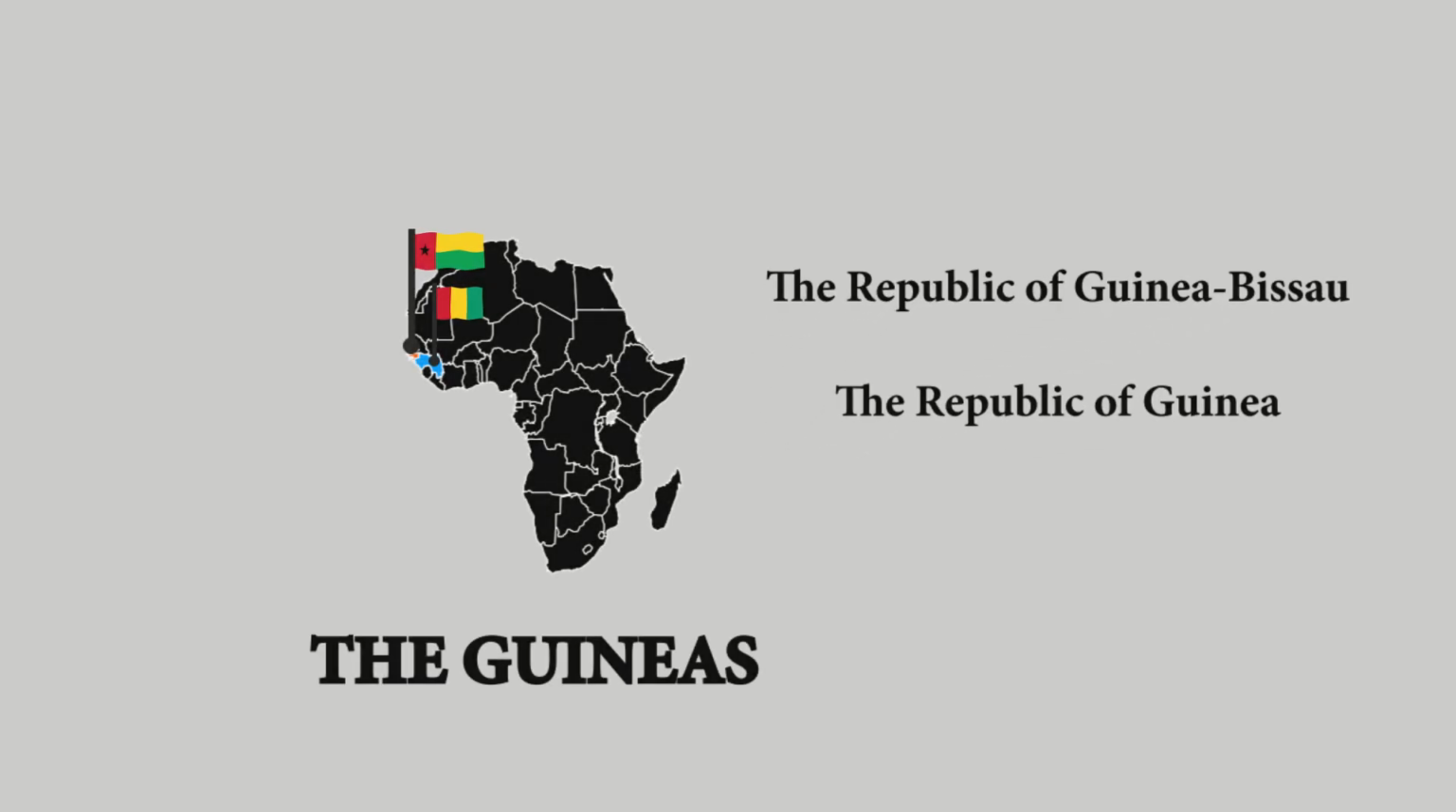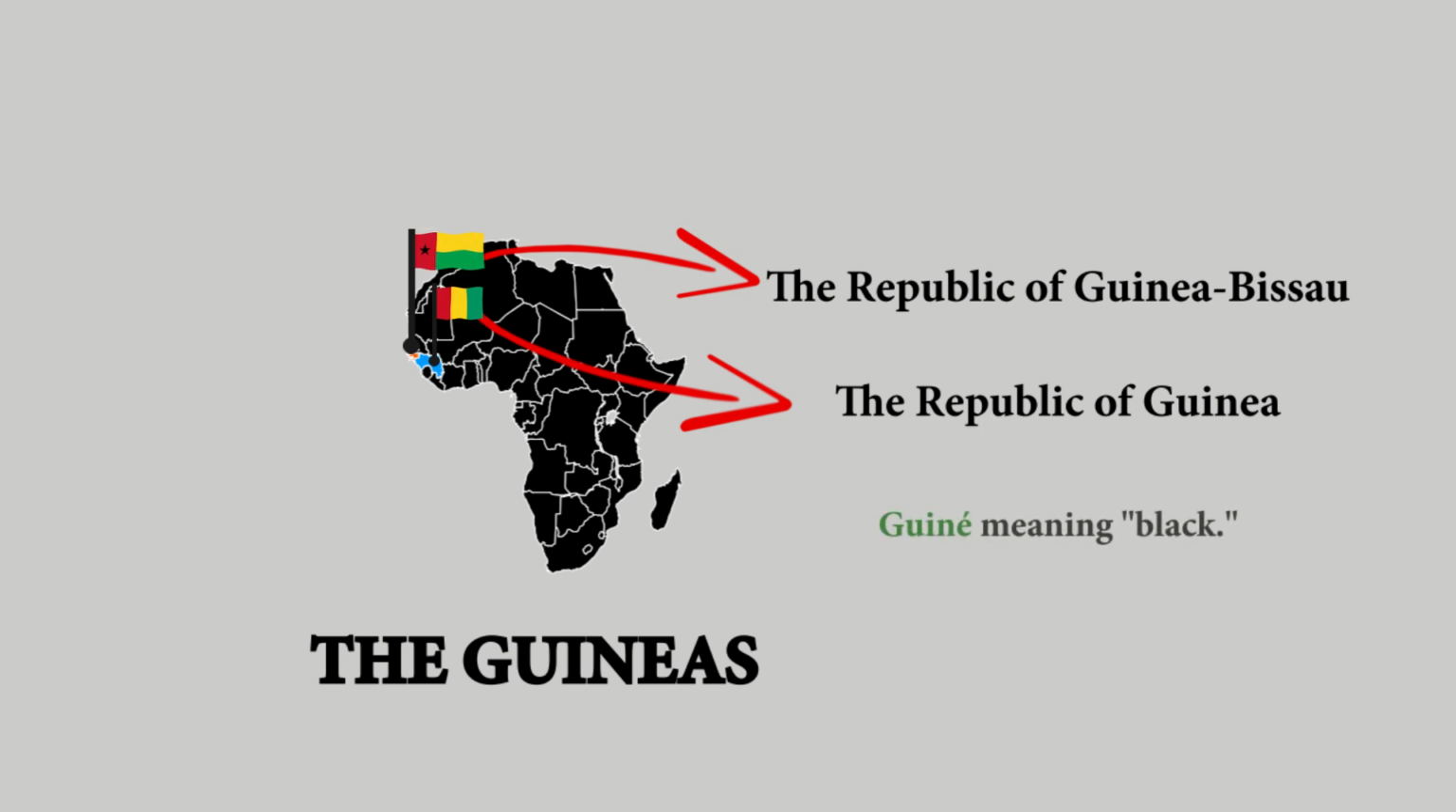The Republic of Guinea and the Republic of Guinea-Bissau are two independent neighboring countries in West Africa. Just like the Congos, whose names have the same origin, the Guineas too have a similar origin. The origin of the word Guinea is from the Portuguese word Guinea, which means black. This is also true for Equatorial Guinea in Central Africa.